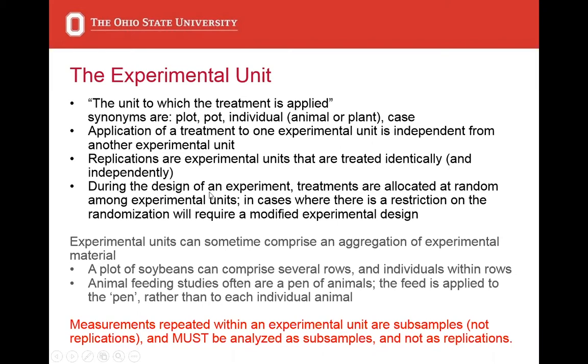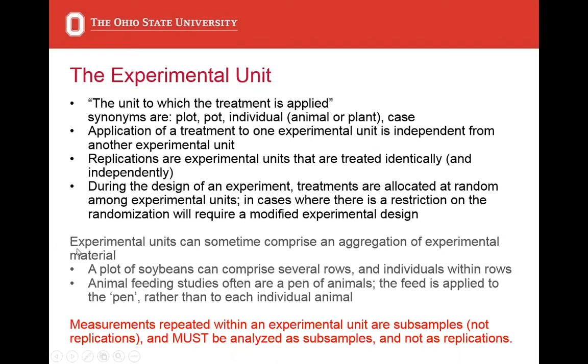The design of an experiment requires the allocation of treatments at random among the experimental units. And in the case of a completely randomized design, the allocation of treatments is completely at random. In cases that we'll see in later weeks, there may be restriction in the randomization, and this will require modified experimental designs.